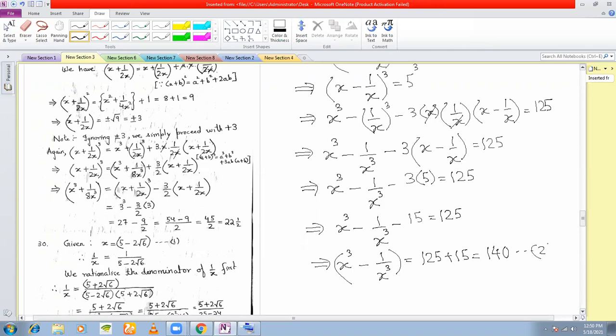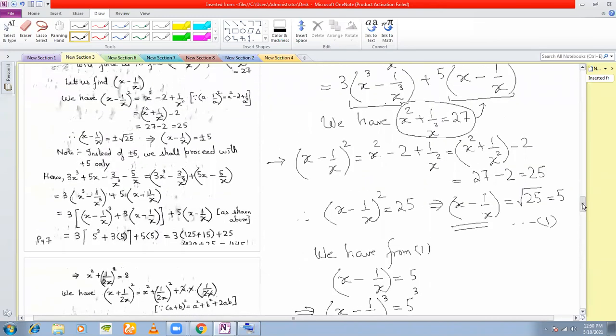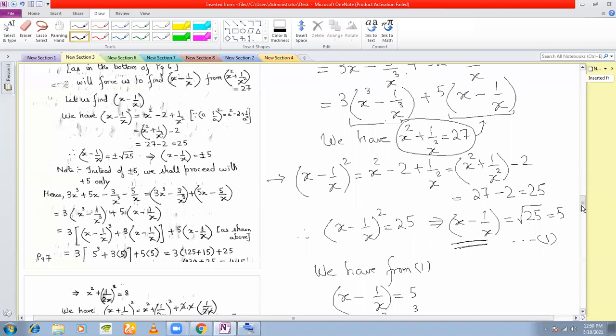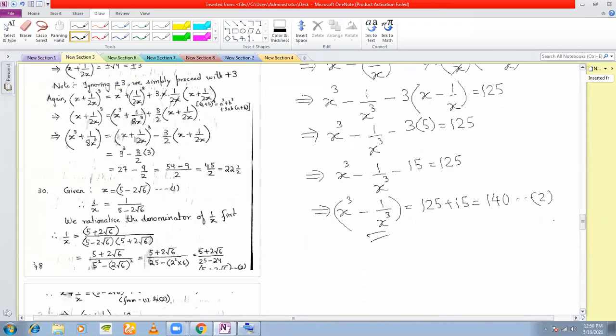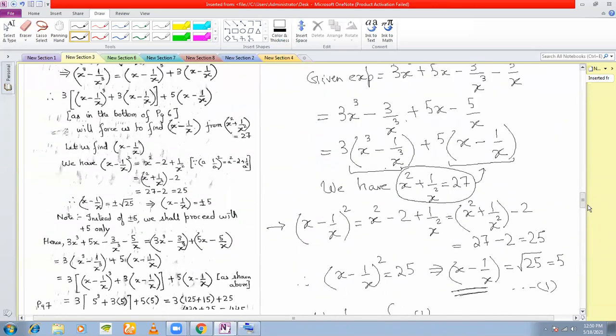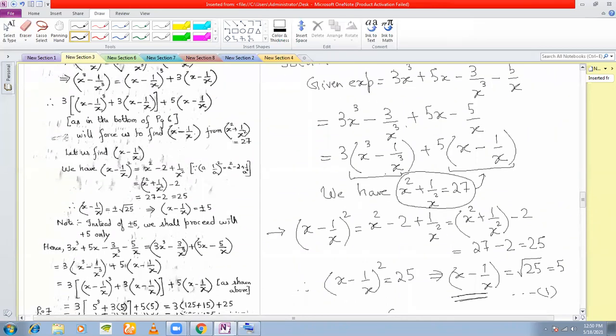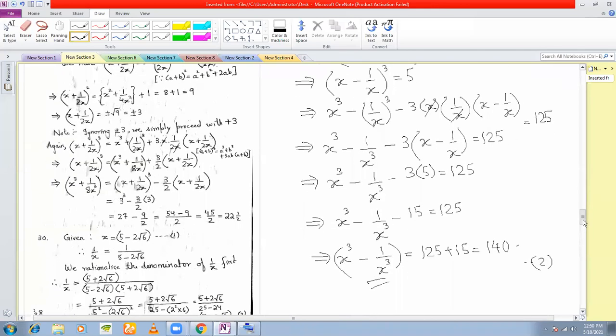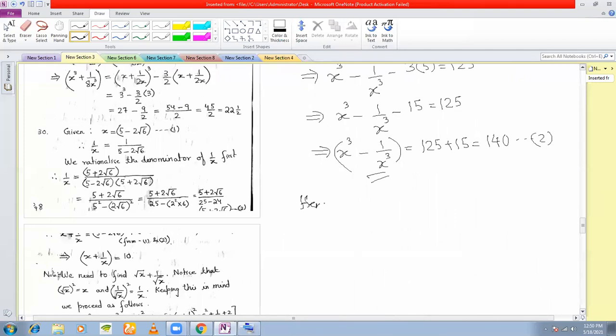You call this 2. So now if you see, from the power 2, we have got the value of power 1. And from power 1, we have got the value of power 3. So now we put in the given expression. What was the given expression? This was the given expression. This plus this, right? So we'll write the given expression once again. Hence, given expression is equal to 3 x cube minus 1 by x cube plus 5 x minus 1 by x.